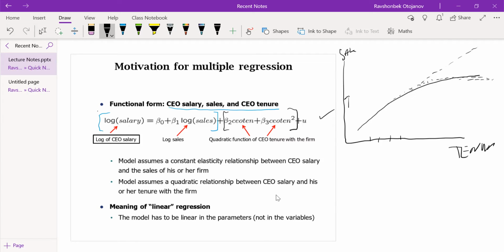One important thing is that even though we have squared terms and log variables here, our relationship between salaries, sales, and tenure is basically linear, yeah, because the model is linear in its parameters.